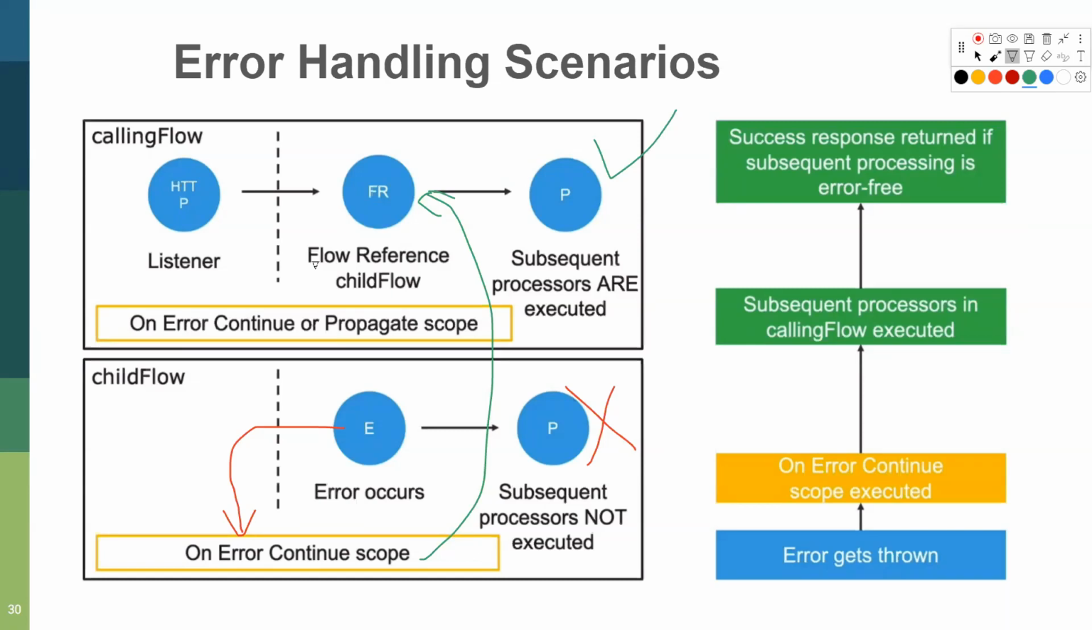So it will not fail. That means it will not go to this error handler because it is not an error. What it is getting is success. So the subsequent processors will get executed. And as a result, it will go up to the end. So that is what we see here. So an error gets thrown at E, and on error continue scope gets executed here. Then all subsequent processors in the calling flow get executed, and at the end we get success. We get the last payload and a status code of 200 by default configuration.